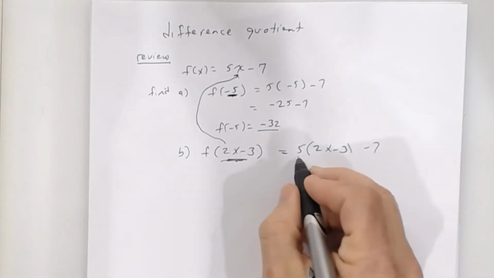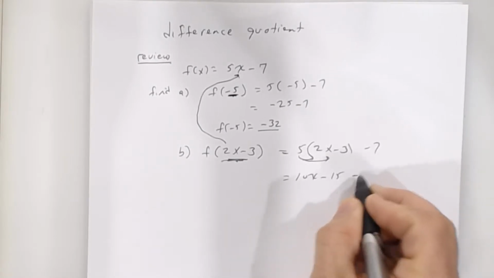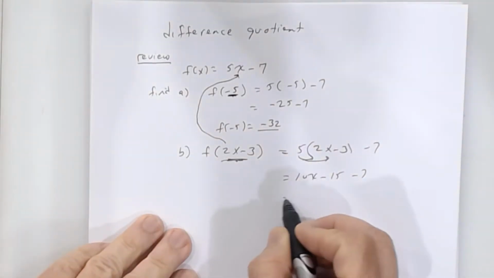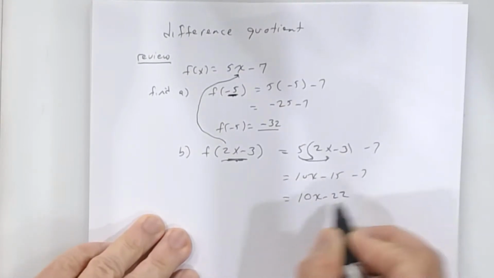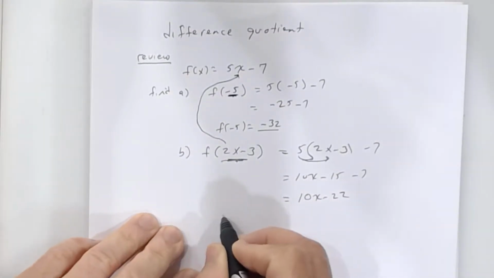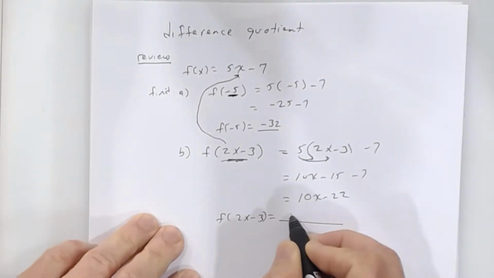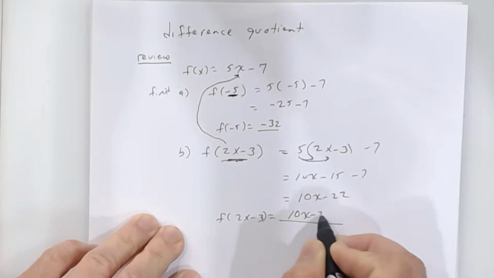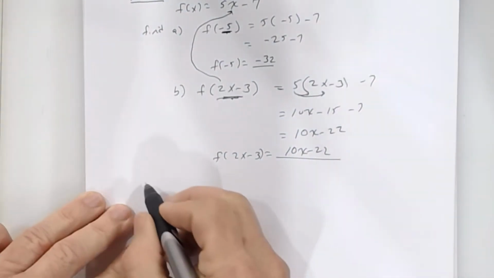Right? And then you have to know that you got to simplify this. So you can distribute. So that becomes 10x minus 15 minus 7. So therefore, what do I get when I combine like terms? 22. So in the answer, you're going to say f of 2x minus 3 equals blank. What are you going to put in the blank? 10x minus 22. Okay?